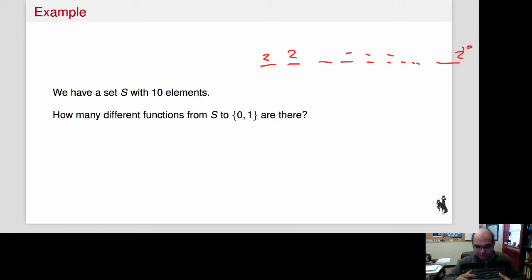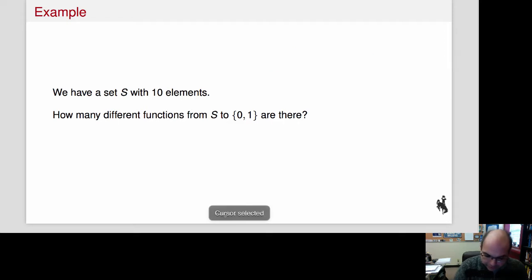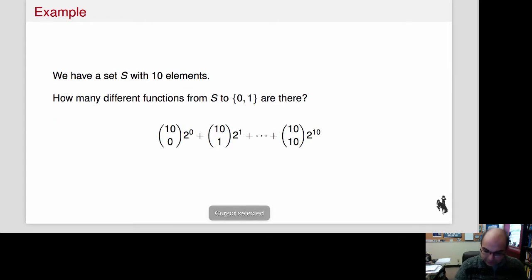Okay, so we've seen that, and I mean here total functions. If I'm allowing partial functions, then it's 3 to the 10, because it could be 0, 1, or nothing. So I know what the answer is.